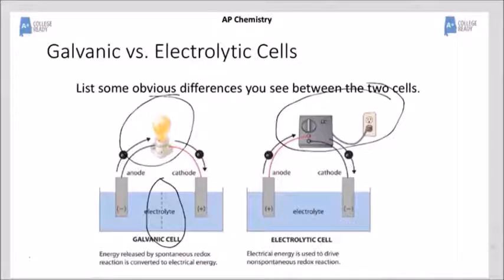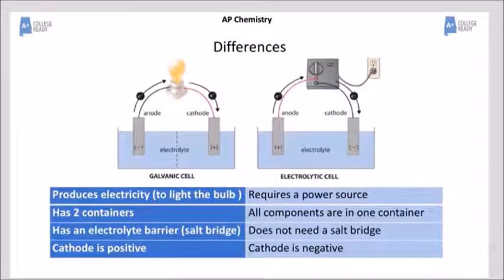Some commonalities we'll get to is that they both have an anode and cathode. Electrons are still flowing. And then another difference you might notice: this is supposedly two containers, and this is one. So again, all this will be discussed as we go through the next few slides.